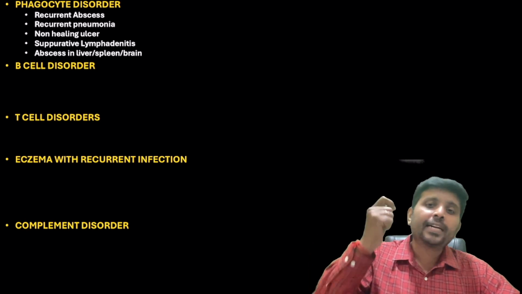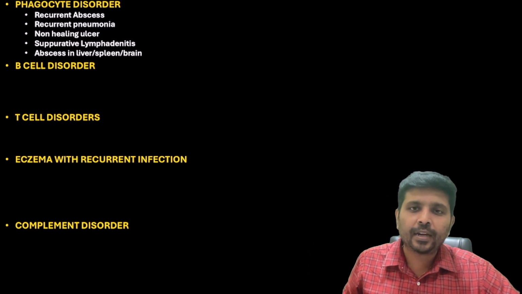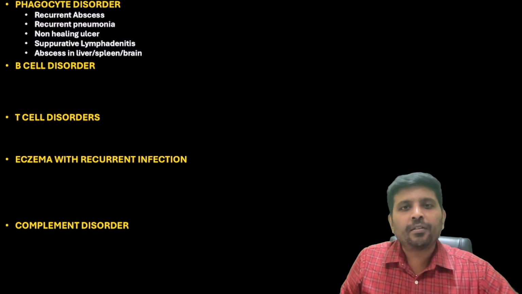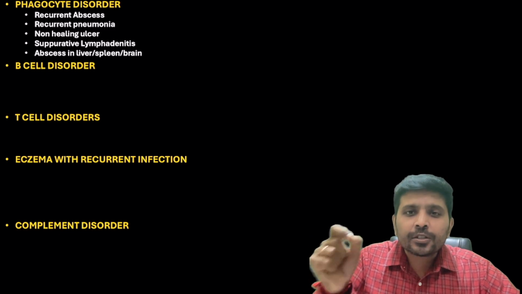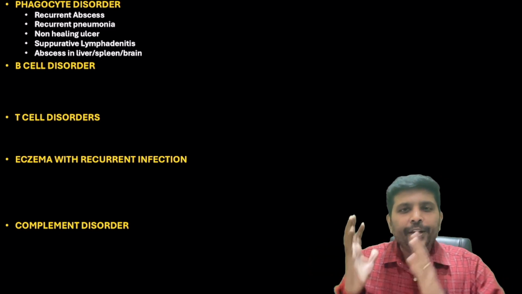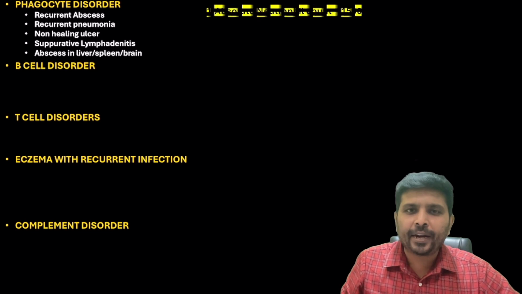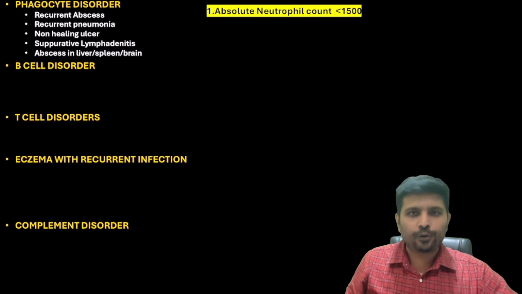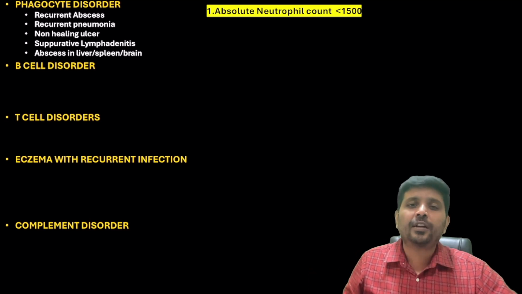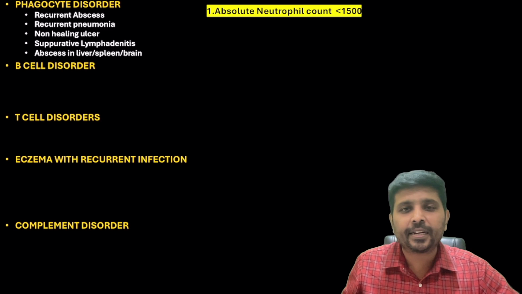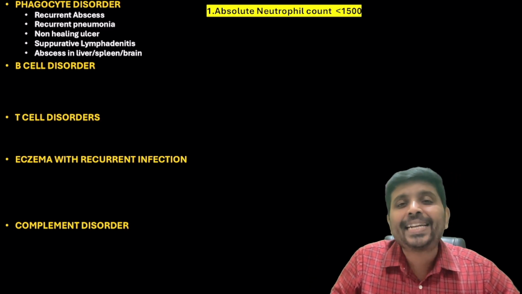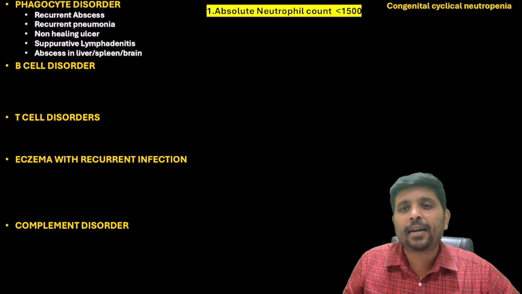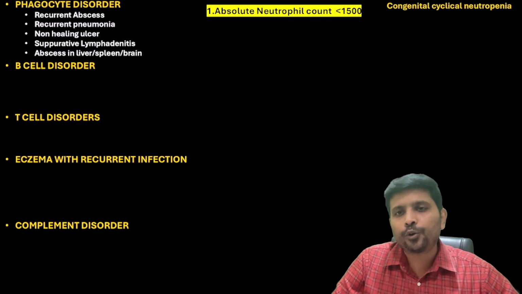Now, what is the defect with respect to this neutrophil? It can be quantitative or it can be qualitative. Quantitative means what? Reduced number of neutrophils. So when you have a pattern of recurrent suppurative infections, look for a quantitative defect involving neutrophils. If it is less than 1500 cells per cubic millimeter, it is often due to a quantitative defect. So what are those diseases called? It can be congenital cyclical neutropenia.